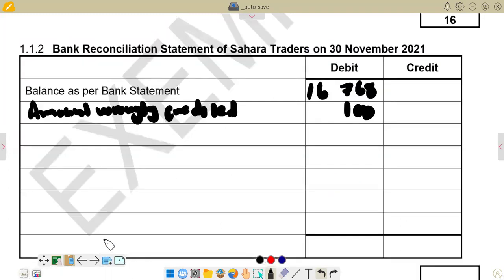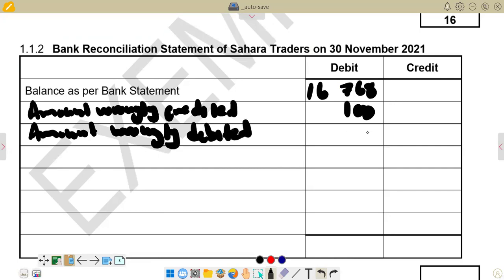And in the description, we are going to say it's an amount wrongly debited. So here we are saying the amount that we have is 6,300. So putting in 6,300 would be the same.